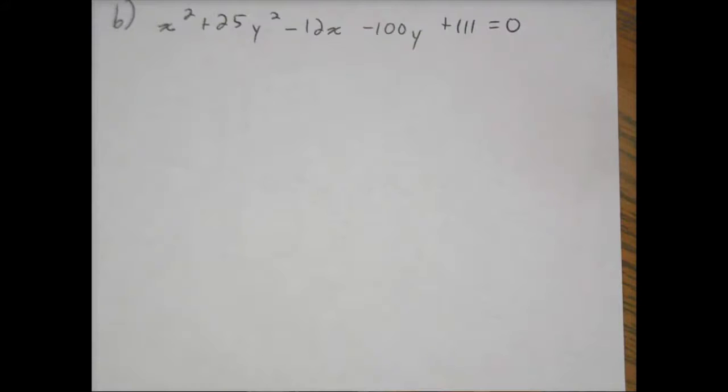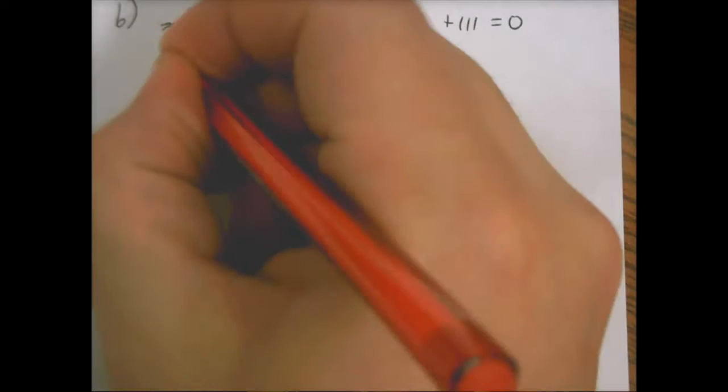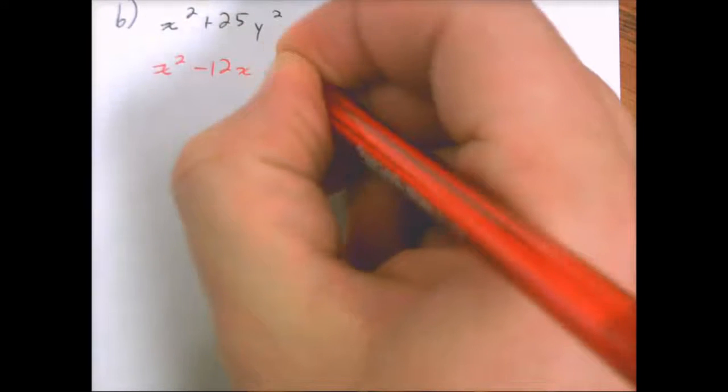Oh yeah. So again, in this example, we are doing the same thing, putting the ellipse in standard form. So again, I'm just going to group it. So I have x squared minus 12x plus 25y squared.